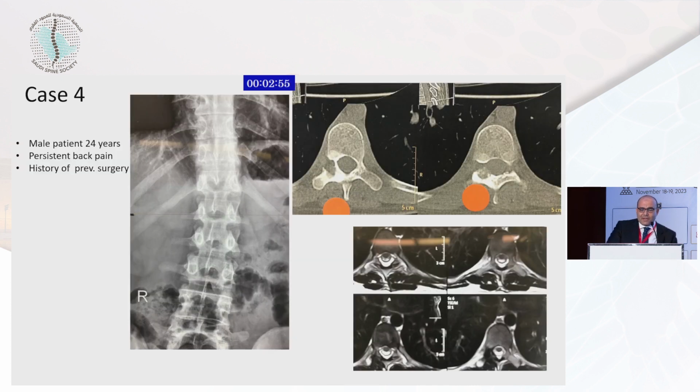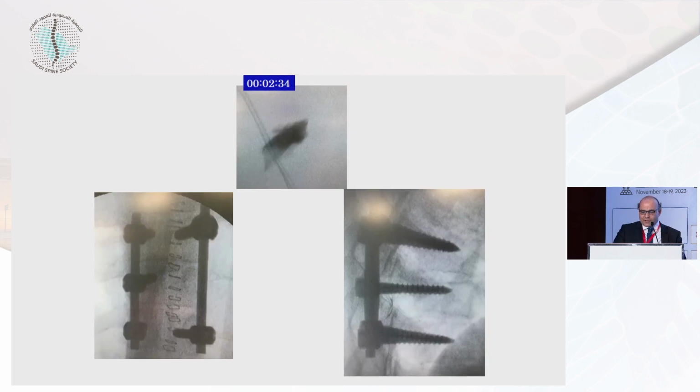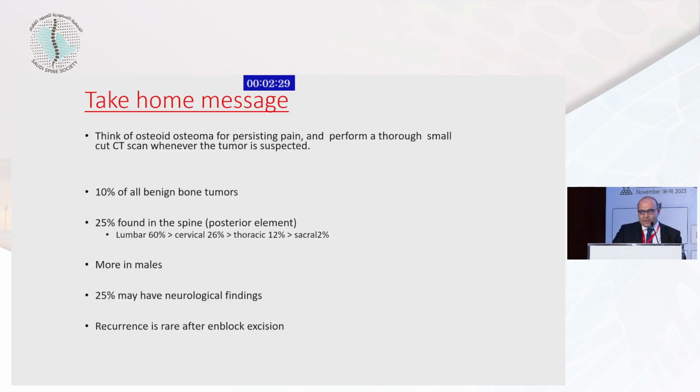The fourth case is a recurrent osteoid osteoma. This patient is a dentist, underwent surgery with another colleague in another country, and he came to me with persistent back pain, and there is a lesion, so I decided to do hemilaminectomy, and the previous surgeon had done the pediculectomy, so I removed everything, and I decided to fix him in the dorsal spine, and I removed the lamina with the lesion. So my take-home message: think of osteoid osteoma for any case with persistent pain, and perform a small-cut CT scan to delineate your tumor.